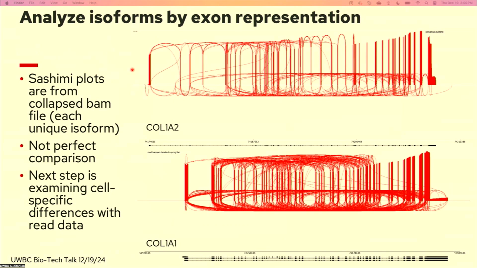We also started looking at our data in another way to think about exon representation. One discussion we've often had is how important are isoforms that are detected rarely? This is a sashimi plot of collagen 1A1 and 1A2, and this is from that collapsed data file. Irrespective of the number of reads, each isoform is treated just as one. And so we see, here's our exons again, and then it's spliced across. This isn't a perfect comparison because we aren't incorporating the number of reads, but this was how we first started to think about this data.